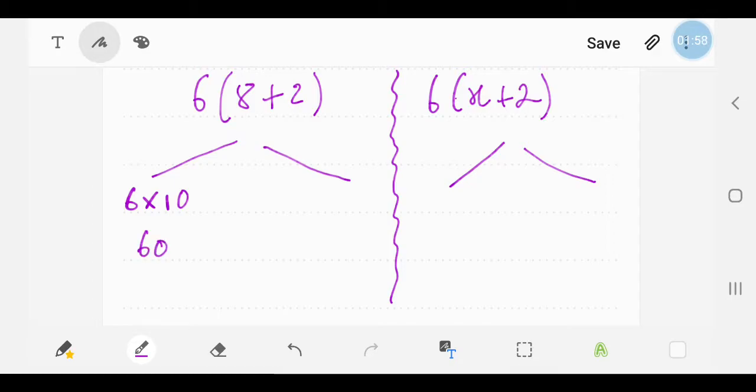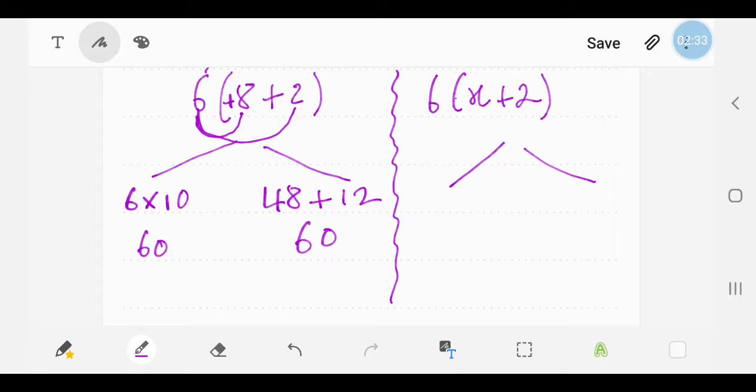But it turns out there's another way you can do it. This is a positive 8, there's an imaginary plus sign there that we can't forget. So positive 6 times positive 8 equals positive 48. Now we do positive 6 times positive 2, which is positive, so I'll write a plus sign, 12. 48 plus 12 is 60. So both of those methods work.